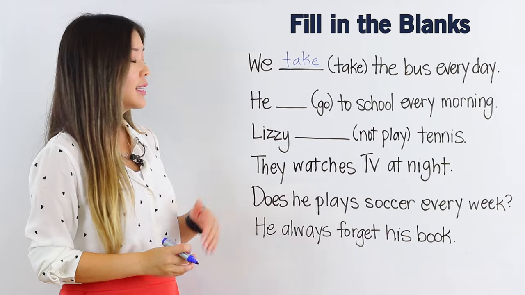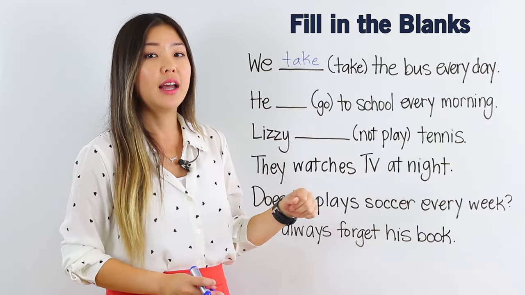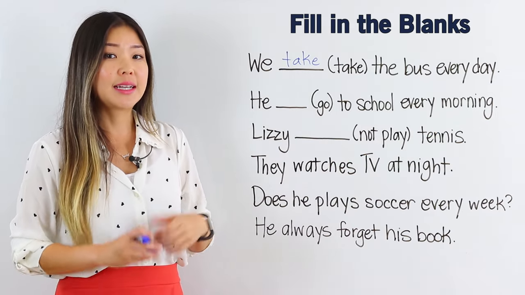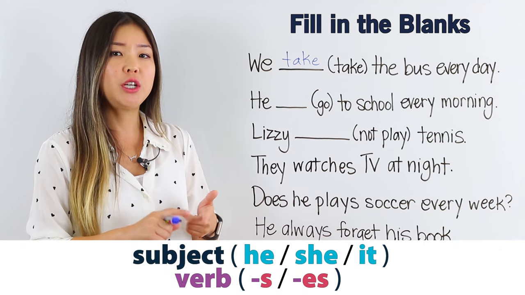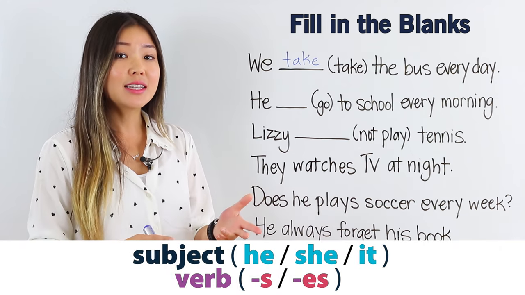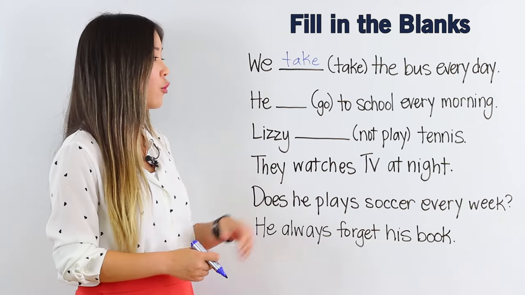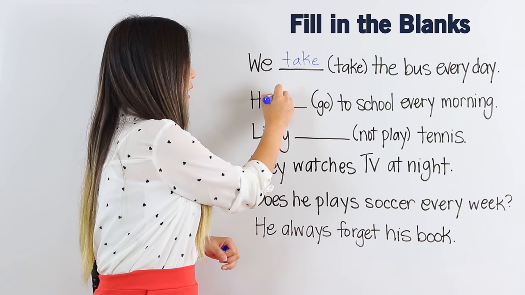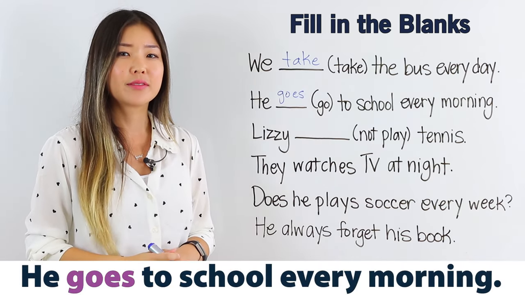In the second sentence, it says he blank to school every morning. Again, a routine. The subject here is he. What do we do if the subject is he, she, or it? We add s or es to the verb. In this example, the verb is go. So we have to add es. He goes to school every morning.